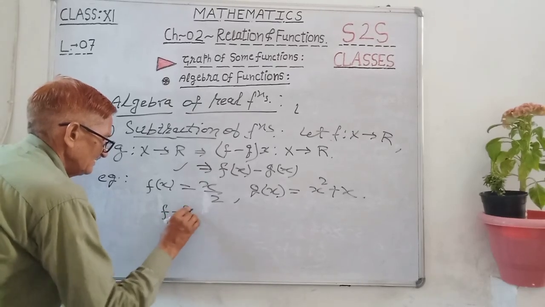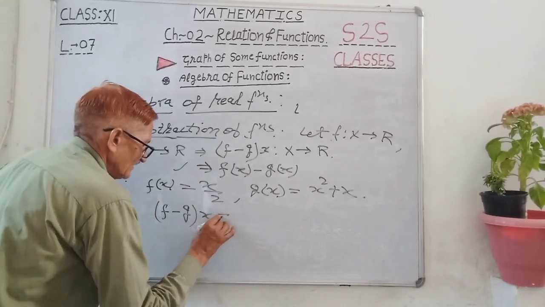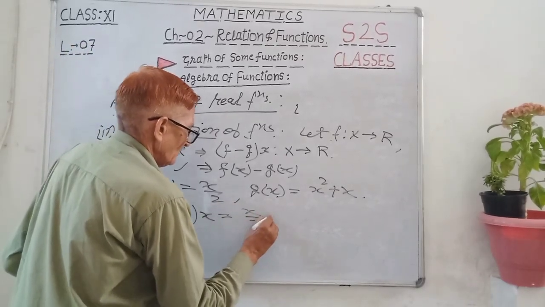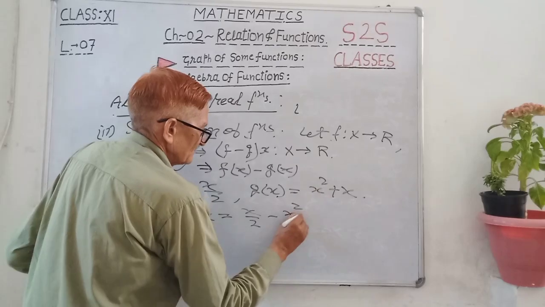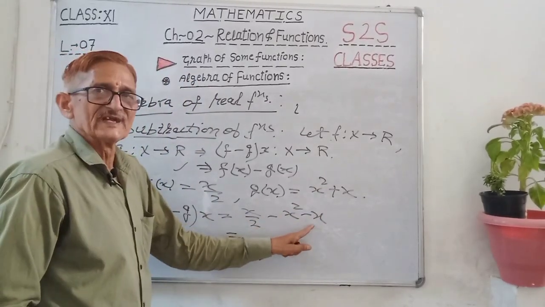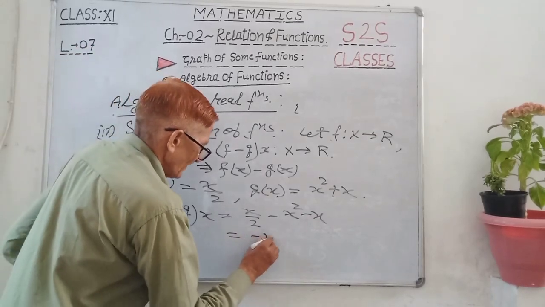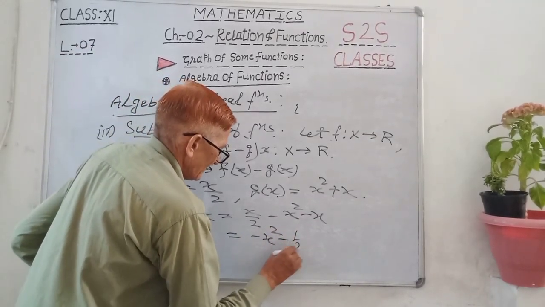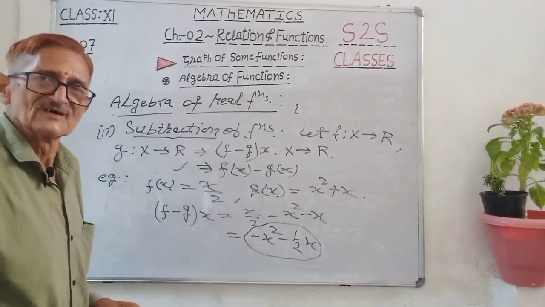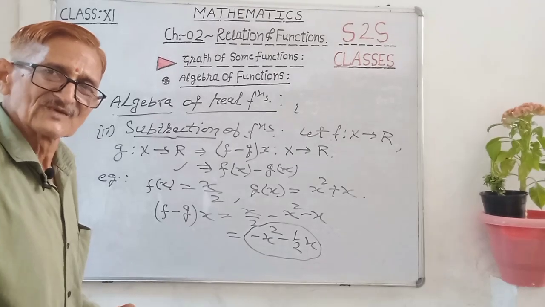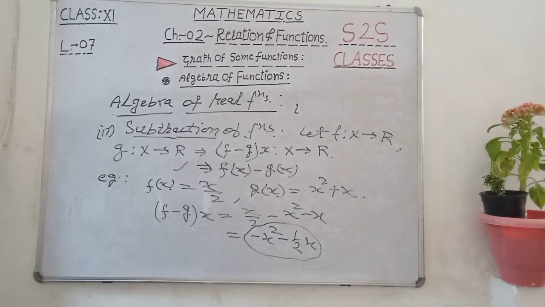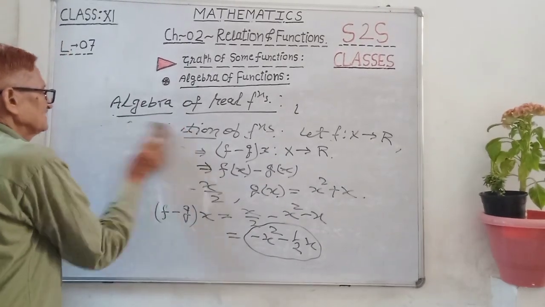(f − g)(x) will be equal to f(x) − g(x): x/2 − x² − x. Subtract like terms: 1/2 minus positive 1 is negative 1/2, so we get −x² − x/2. This is simple algebraic subtraction. Okay, clear? Subtraction of two polynomials, subtraction of two algebraic expressions. Okay, now after that.